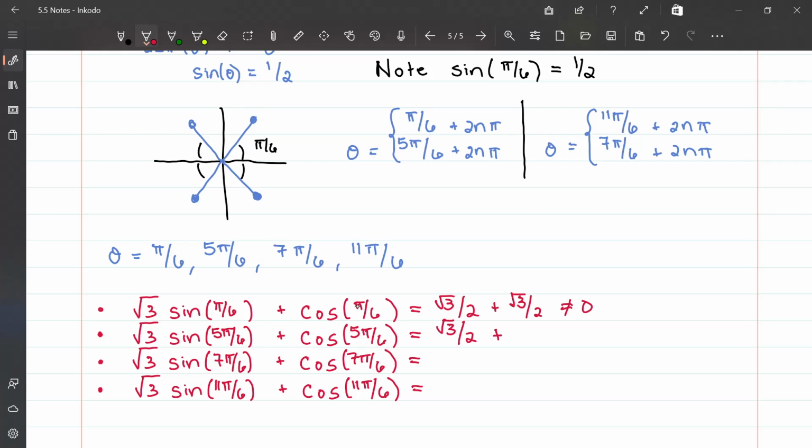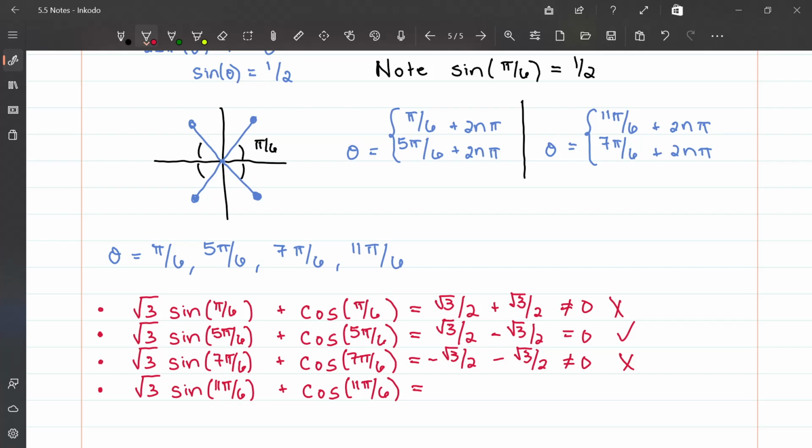However, cosine in quadrant 2 is negative, so we'll get the same answer, except it will be a negative instead of a positive. This one is equal to 0, so that one's not okay, but this one is. In quadrant 3, now both of them should be negative, so we should get negative root 3 over 2, and then minus root 3 over 2, and that is not equal to 0, so that one's out.